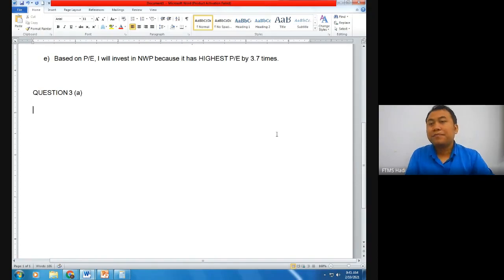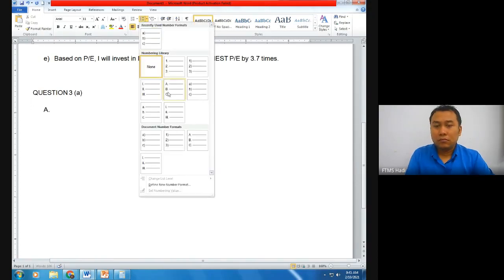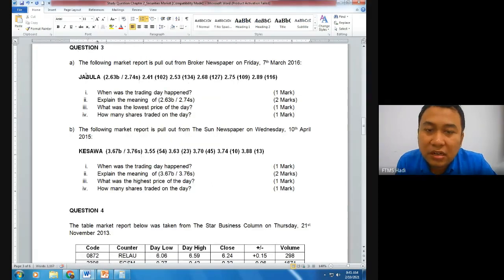Question 3A. Okay, so this one they're giving a report from a broker newspaper on Friday, 7 March 2016. So these are the company, one company called Jabula. This one 2.63B, 2.74S, this kind of price with the respective volume. This set, this set, this set, and this set. That means 5 prices and 5 different volumes.